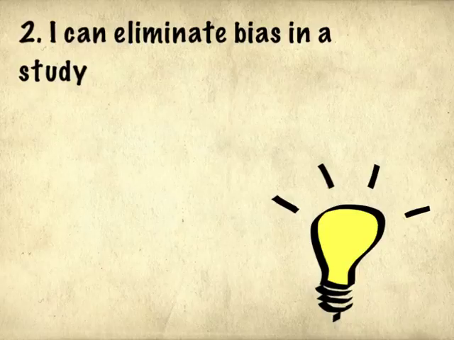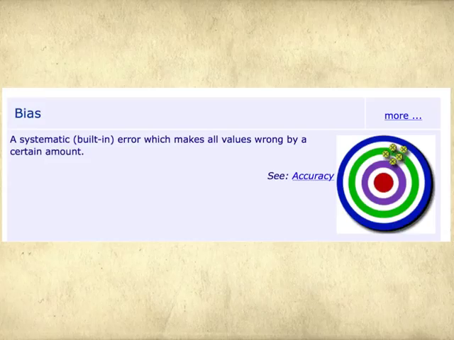Continuing on from last week, we're going to talk a little bit more about how to eliminate bias in a study. So the mathematical definition of bias is a systematic, which means built-in error, which makes all values wrong by a certain amount, and I'll explain what that means.